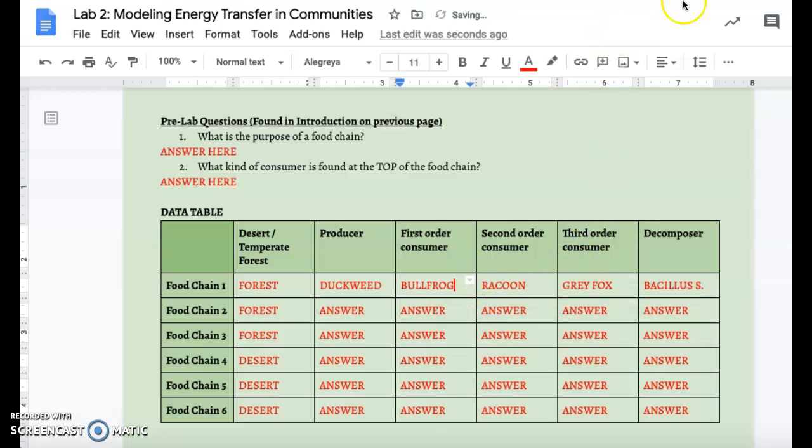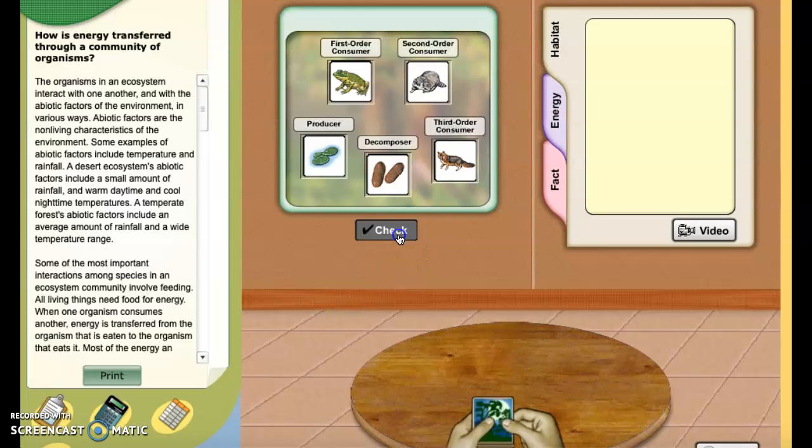What's wrong here? It's supposed to be one word. Okay. So you're going to check it. Congratulations. It says congratulations, you have correctly sequenced the links of the food chain. Very good.